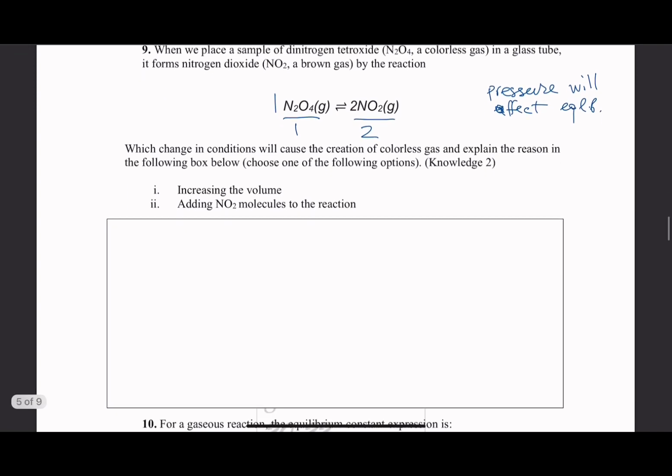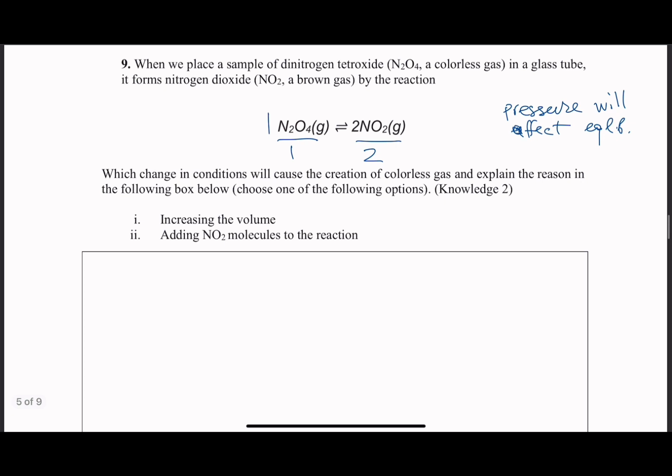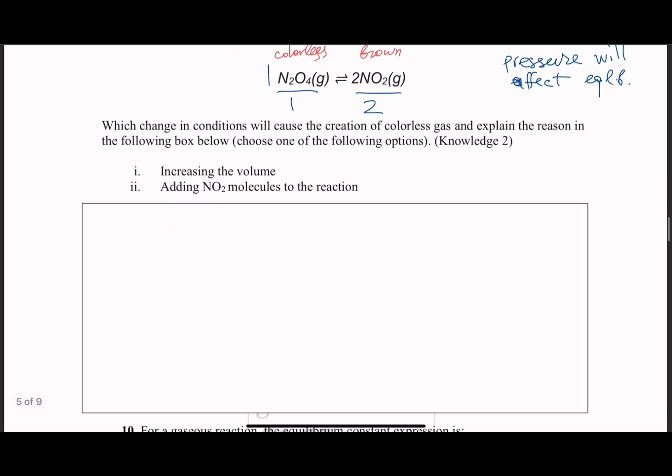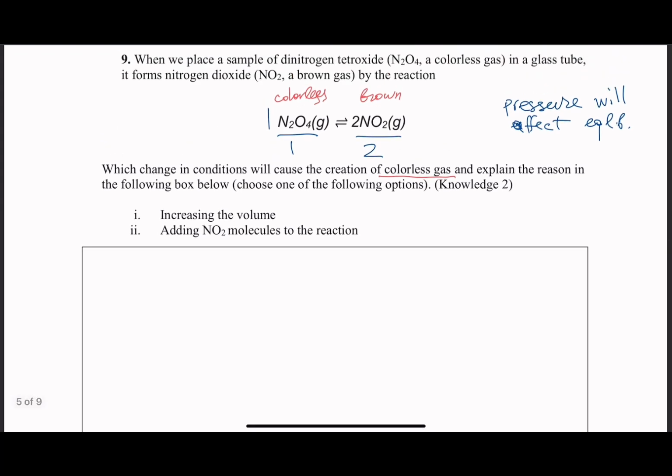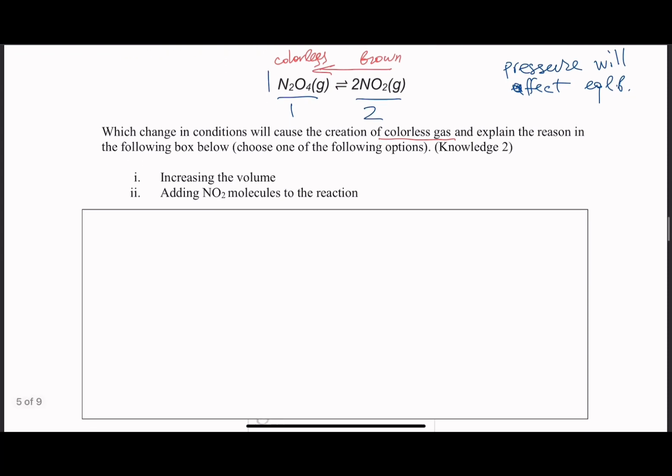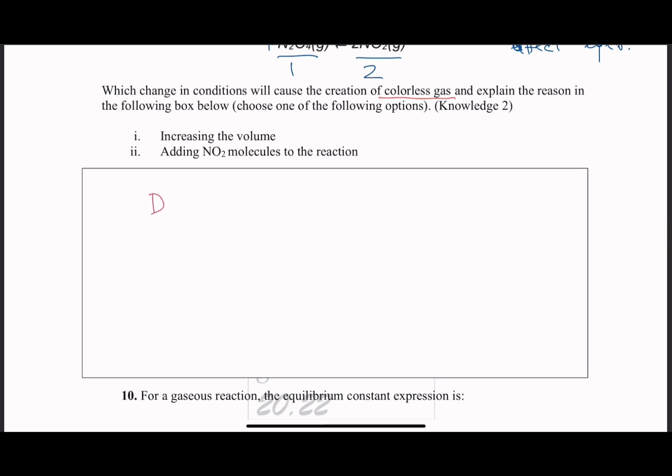Okay? Now we're talking about which change in condition will cause the creation of colorless gas. We know that N2O4 is colorless, while NO2 is a brown gas. So we want to find the change that will drive our reaction in reverse, to get the colorless gas. Let's do our table again: disturbance, action, and result.